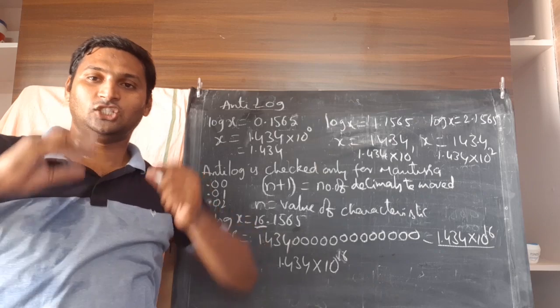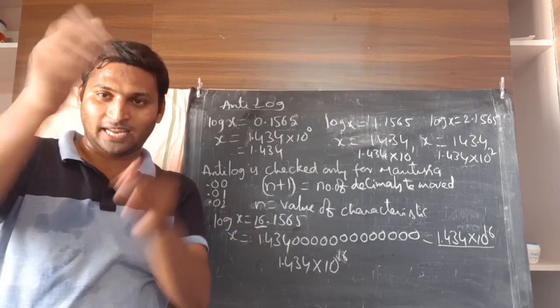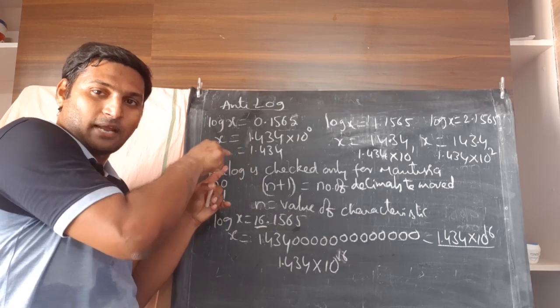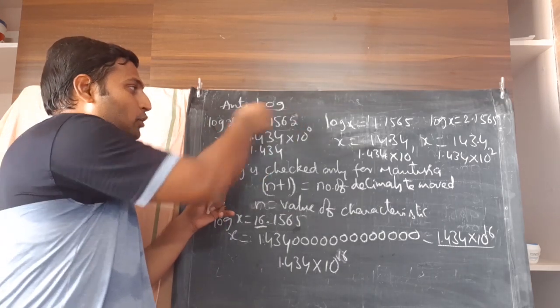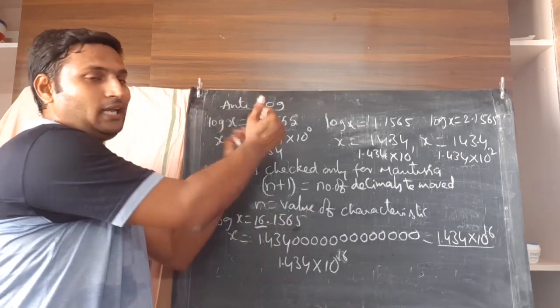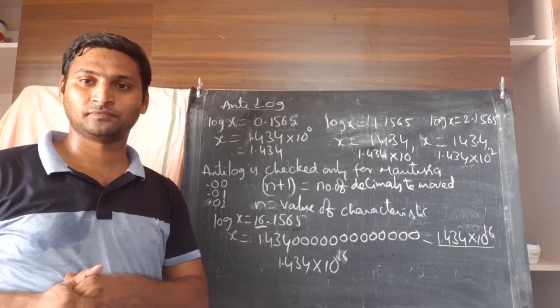So check the anti-log table. Get the 4 digits that you need. Put the 4 digits, put a decimal after the first digit and multiply it by 10 to the power characteristic. That's how you can blindly get the answer that you need.